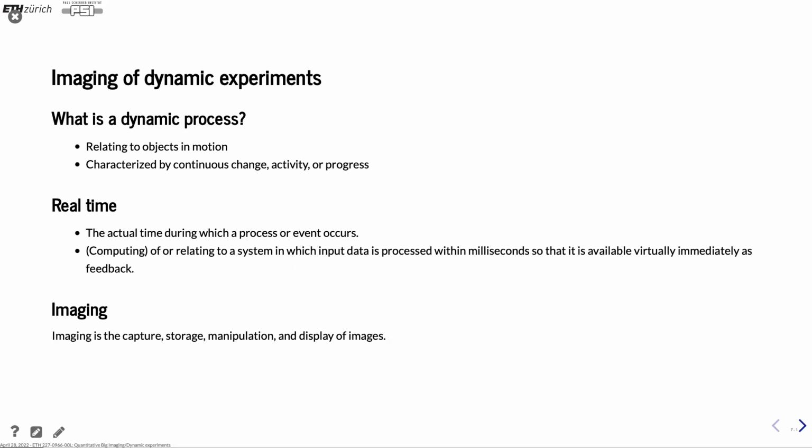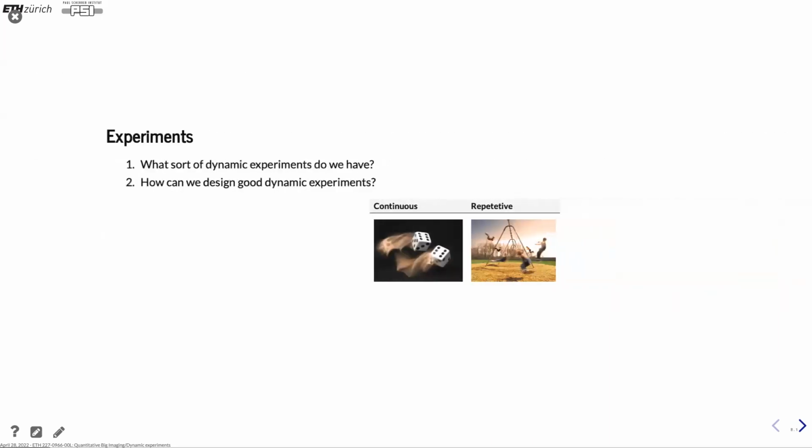For imaging, it also includes some obstacles. For example, we need to be able to capture, store, and manipulate, and also display images from these experiments. So there are many aspects to consider when you talk about dynamic experiments.